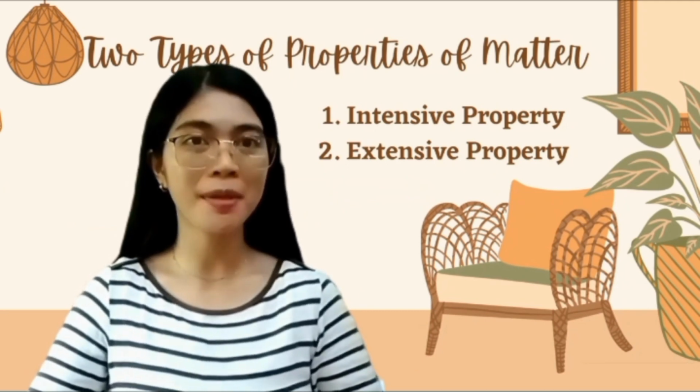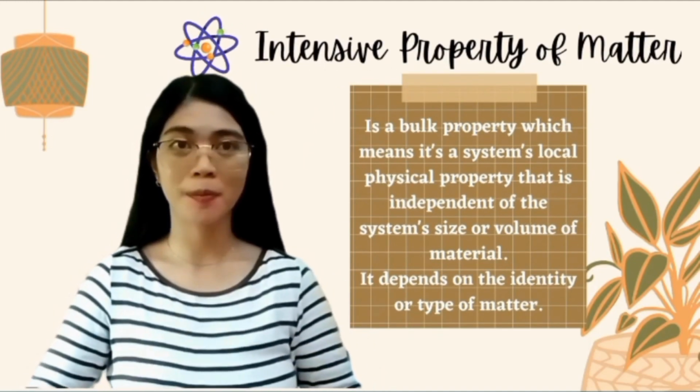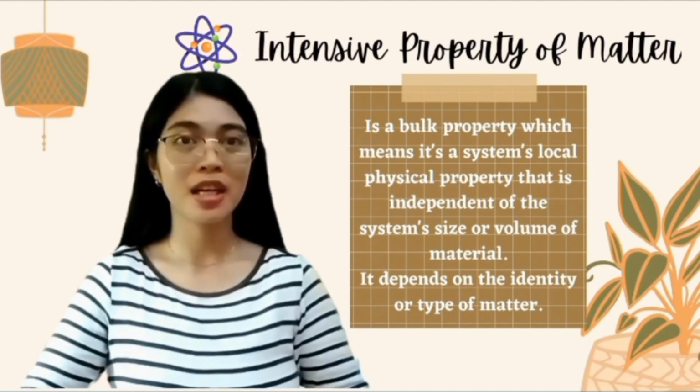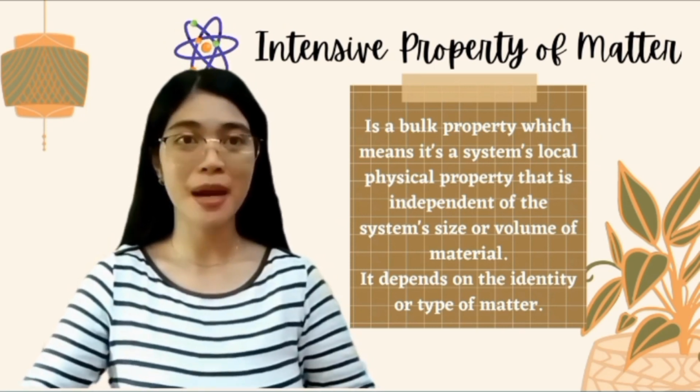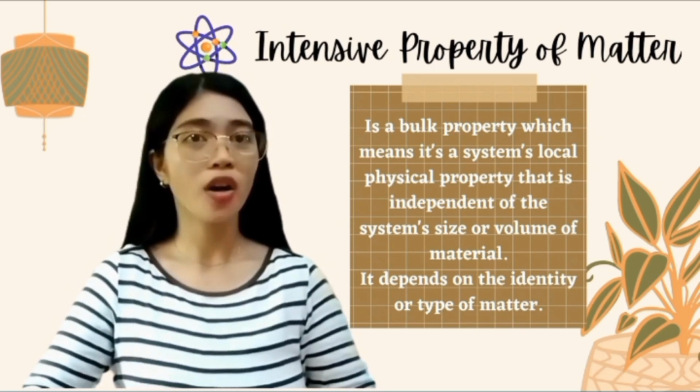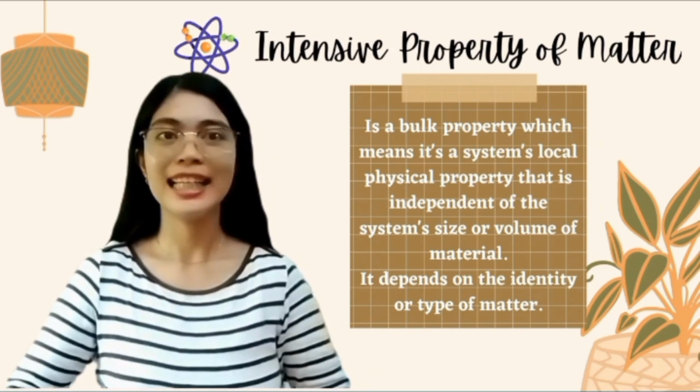Moving on, we have what we call the two types of physical properties of matter: the intensive property and the extensive property. Intensive property is a bulk property, which means it's a system's local physical property that is independent of the system's size or volume of material. It depends on the identity or type of matter.